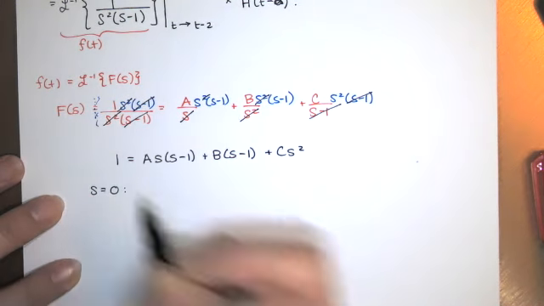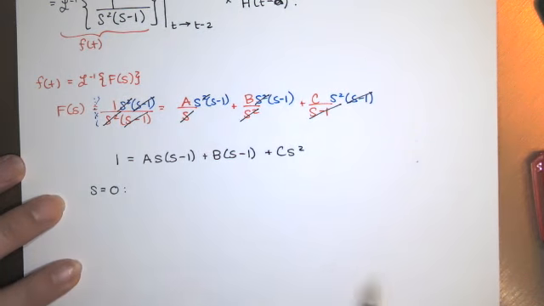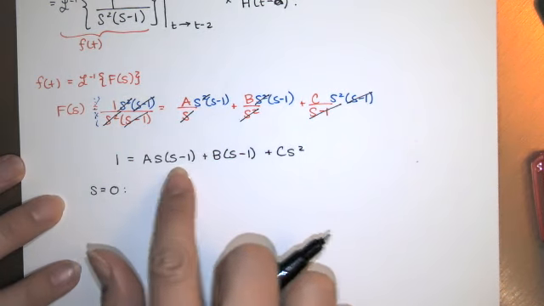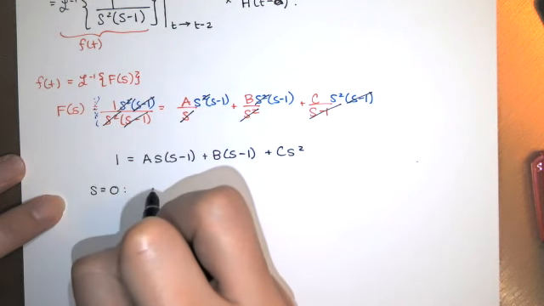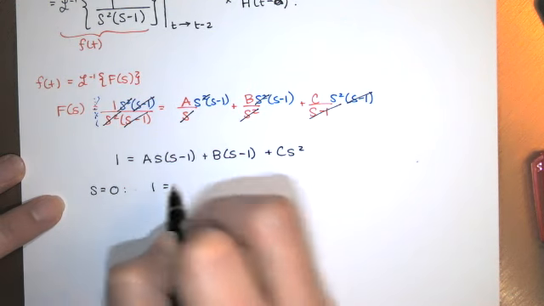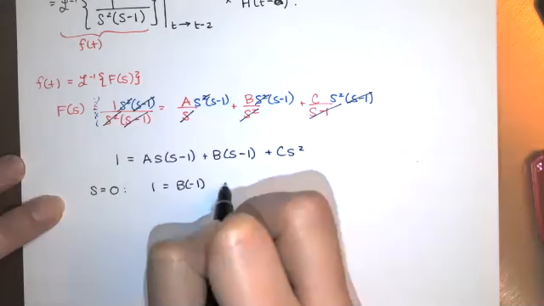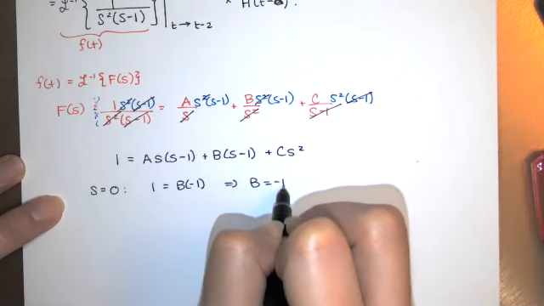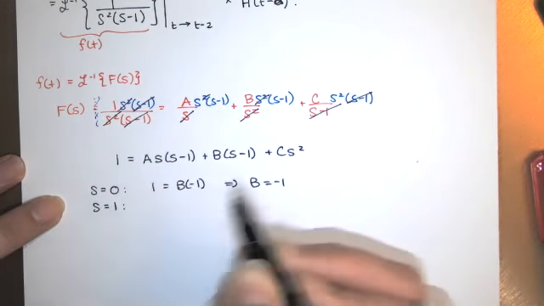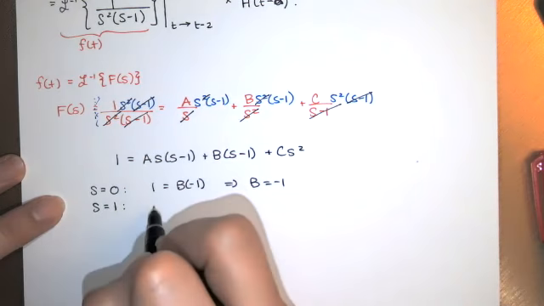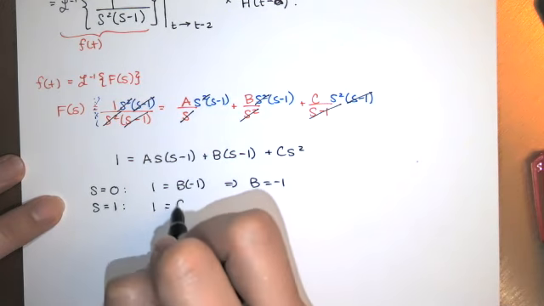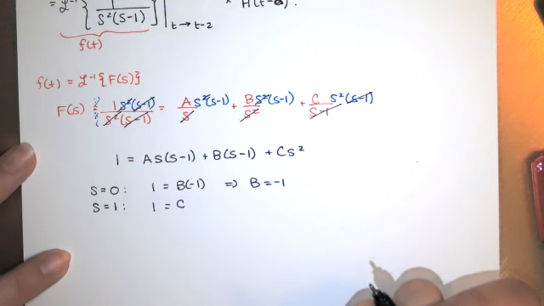So we'll choose values of s that cause each of these factors to be 0. So at s equals 0, this term would be 0, and then this term would be 0. In that case, we'll have 1 equals B times negative 1. So B is equal to negative 1. And then if s is equal to 1, this is 0, and this is 0. So we have 1 equals C times 1 squared, which is obviously just 1.